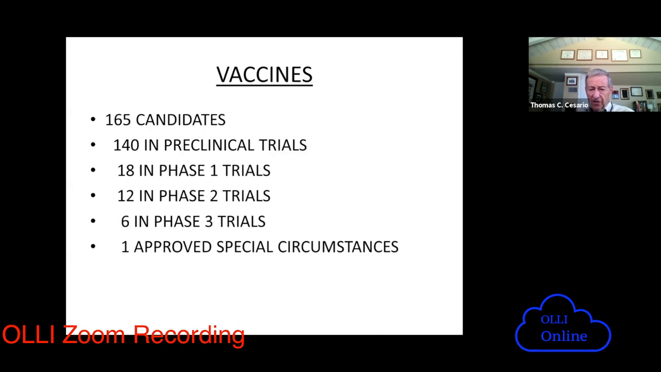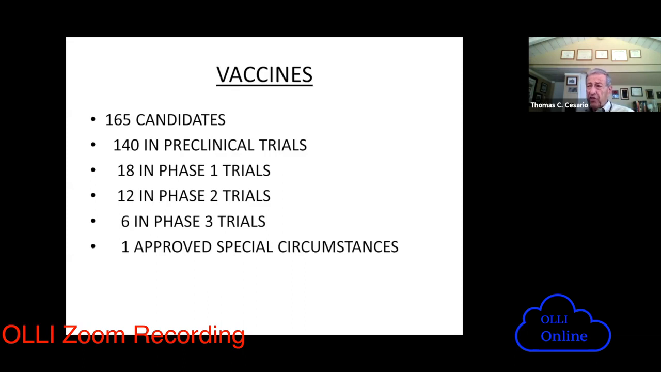But as you can see, the number that actually have gone to clinical trials is reduced. About 18 are in phase 1, which means they are looking to see, if you give this vaccine, does it produce antibody and is it toxic? Phase 2 is a more extended study of basically the same thing, looking particularly for toxicity. If you give it to enough people, are there side effects with it? And does it produce an immune response?